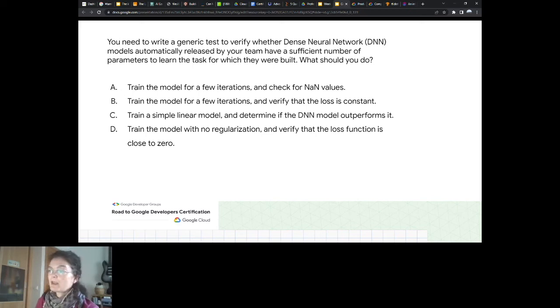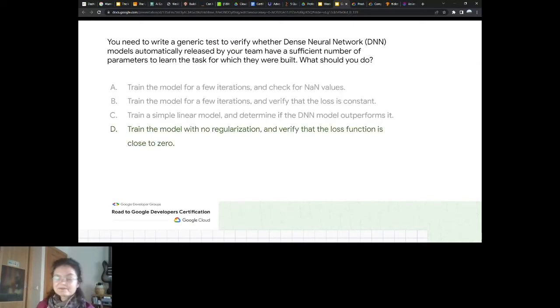Okay? And you have four solutions. First one is saying train the model for future iterations, check for not a number values. Train the model for future iterations, and verify that the loss is constant. Remember what we said about the loss. Train a simple linear model and determine if maybe a neural network is better than a simple linear model. So it's just comparing two different solutions. And finally, train the model with no regularization, and verify if the loss function is close to 0. I'm going to say the solution first.